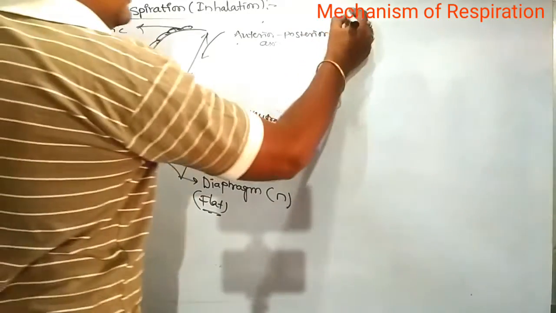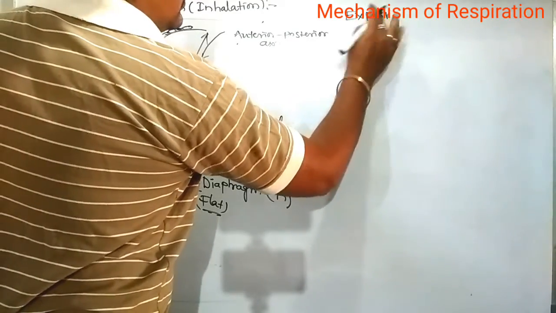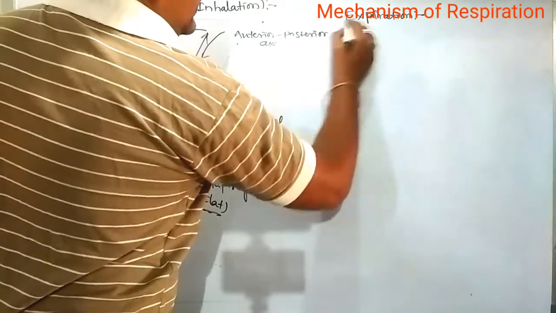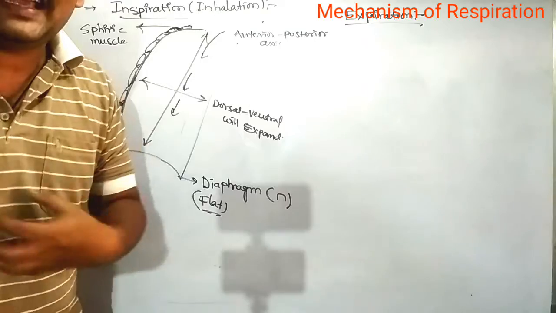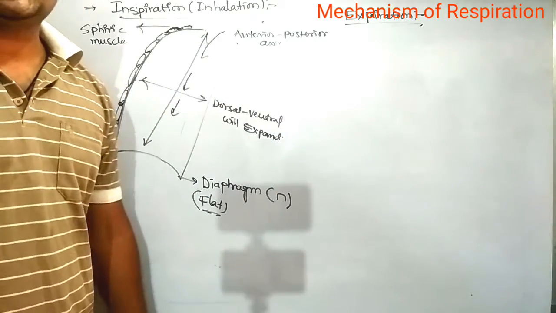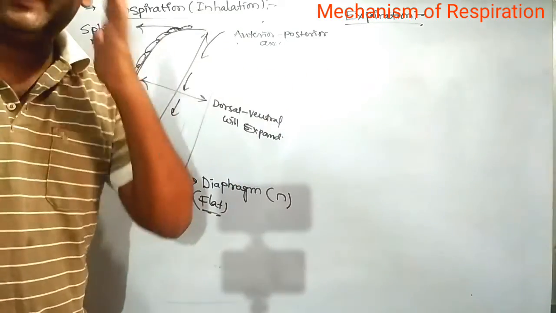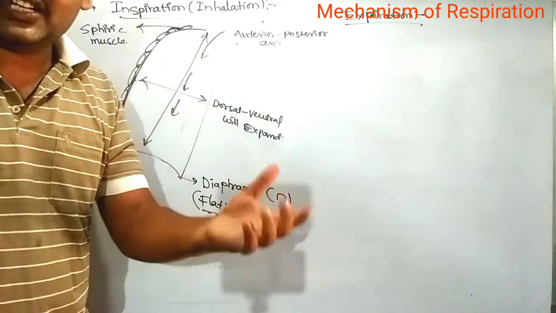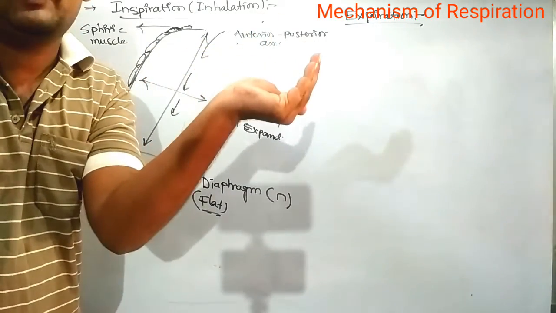Next one, expiration. What is expiration? Expulsion of the gases from the lungs to the environment. That process is known as expiration or exhalation. After the exhalation, the flat shaped diaphragm will convert into a dome shape like structure.